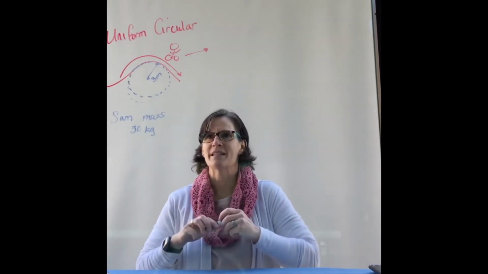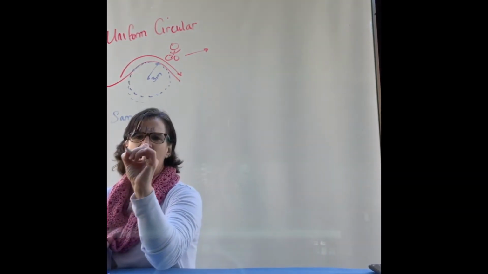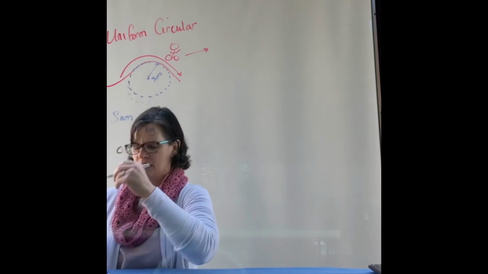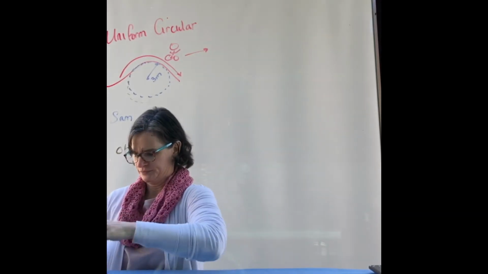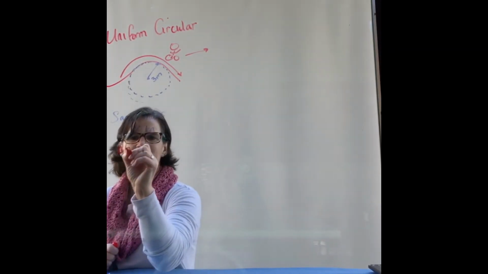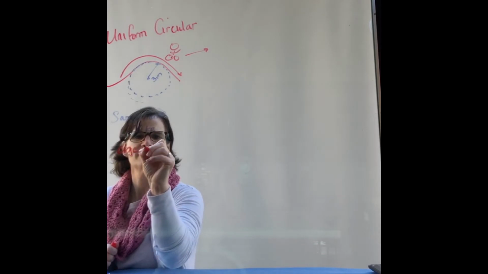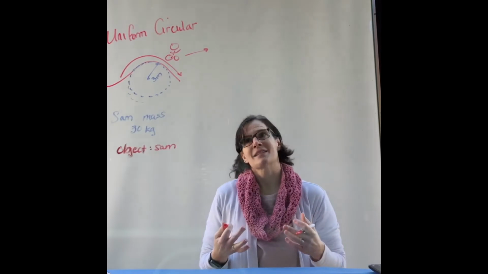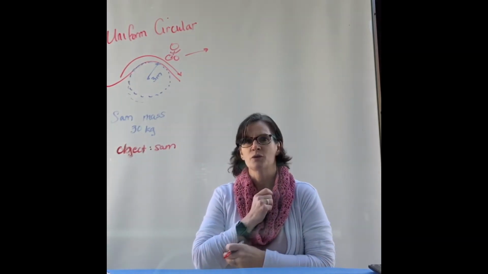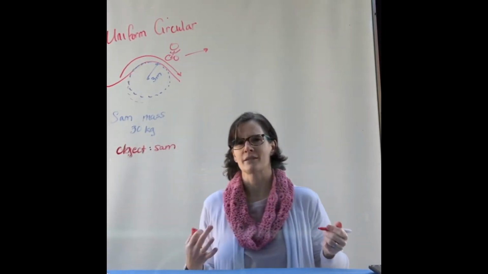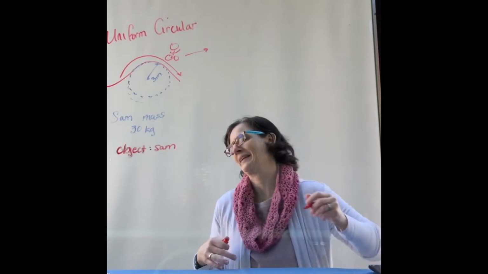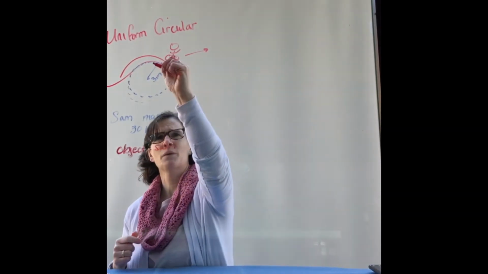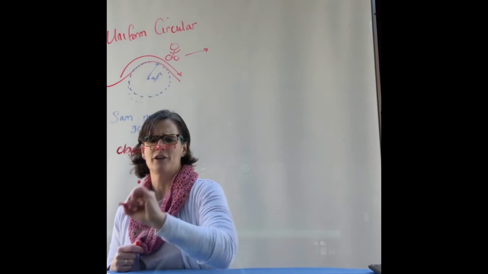So we first have to identify our object. Well, our object is going to be Sam. And since we're looking at forces, we're going to do a force analysis. So let's look at the forces that are acting on Sam as he's biking on this hill, and we're going to take that right at the very top.